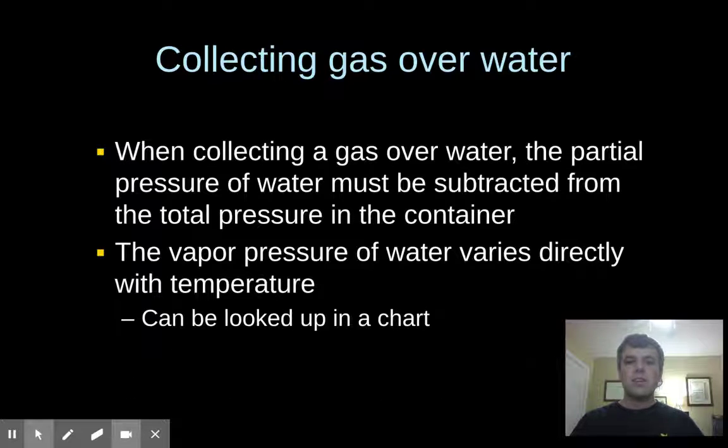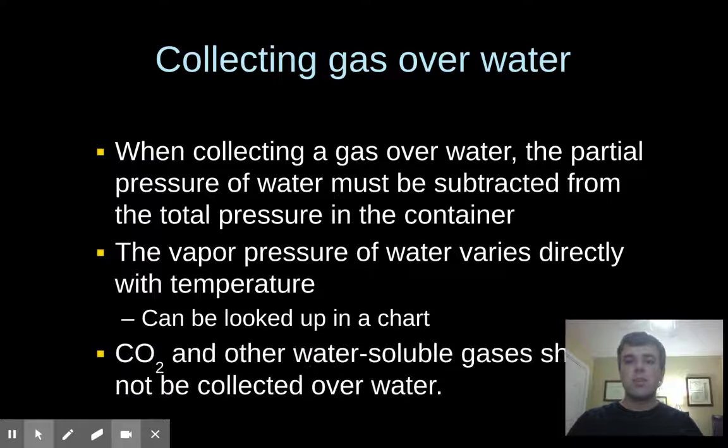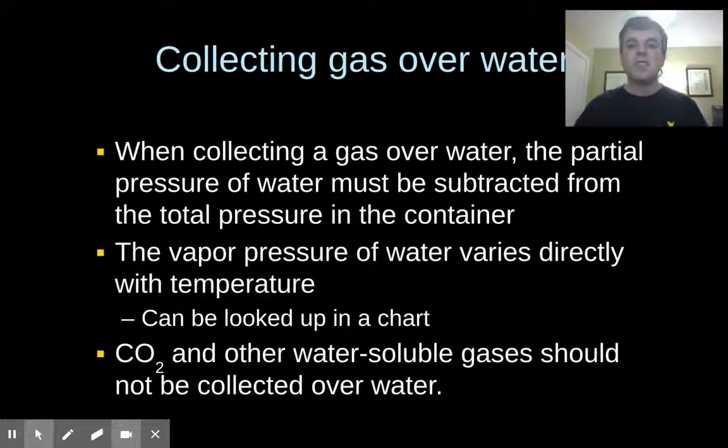Right. Now, you have to be careful with collecting gases over water. You can collect hydrogen gas over water, for instance, or oxygen gas or nitrogen. You cannot collect carbon dioxide gas over water or any other gas that is water soluble. You would not want to collect ammonia gas over water because NH3 is going to hydrogen bond with the water molecules. It's incredibly soluble. Carbon dioxide actually reacts with the water to form carbonic acid. So any gas that reacts with water, you don't want to collect it over water because you're not going to collect the gas quantitatively. You're not going to get all of it.